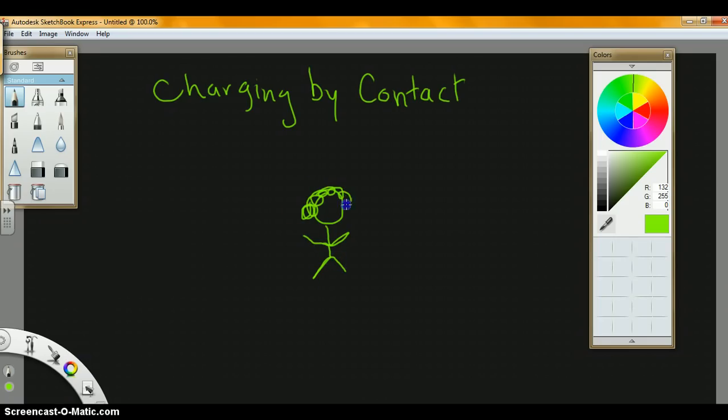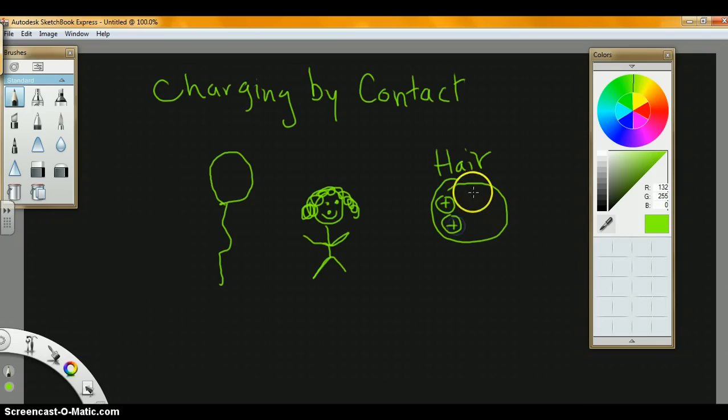We'll give this person some beautiful green hair and a nice little smiley face. This person is going to have a balloon rubbed on their head. When the hair starts out, it has an equal amount of protons and electrons. Say, for example, it has 2 protons and 2 electrons. The balloon also starts out with 2 protons and 2 electrons. Therefore, they are both electrically neutral, because these protons and electrons cancel each other out. So each object is electrically neutral.